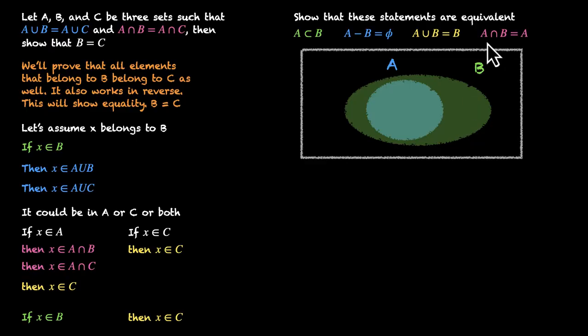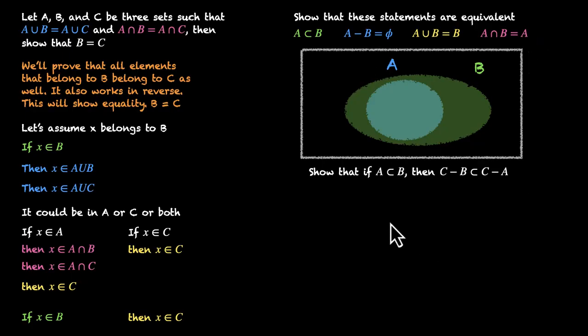This last one says A intersection B is equal to A. If you take the intersection, if you take the area where they overlap, that's the area that A has. So A intersection B is in fact equal to A. So this same image is taking us to each of these four statements, which means each of these are equivalent.